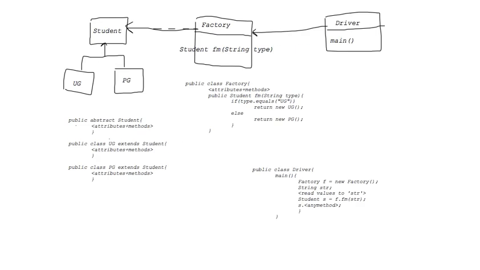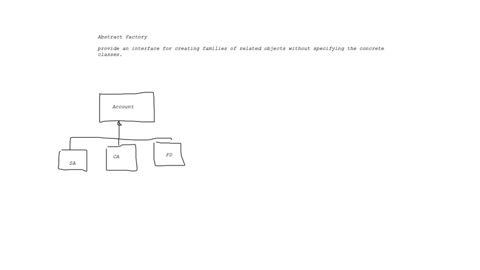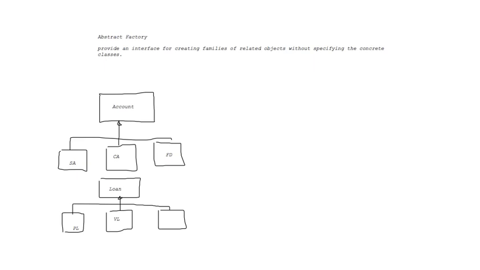Similarly, we can have one abstract class and a few concrete classes extending from it. This is one family. The other family is loans. This is the loan abstract class, and from that we can extend three concrete subclasses: personal loan, vehicle loan, and housing loan. In the factory pattern we just have one family, one abstract class and concrete classes, but here we can have at least two, more than one.